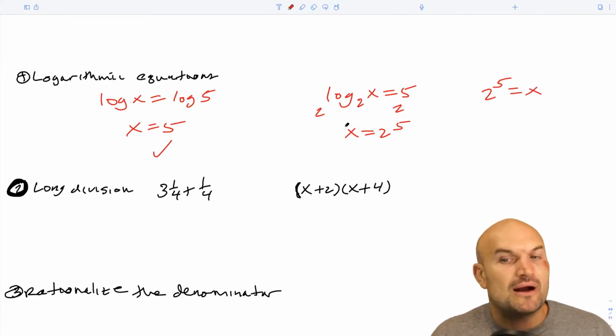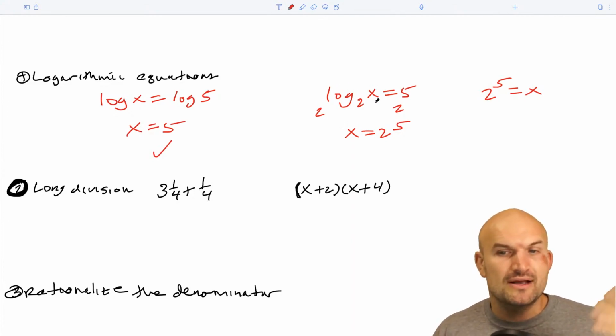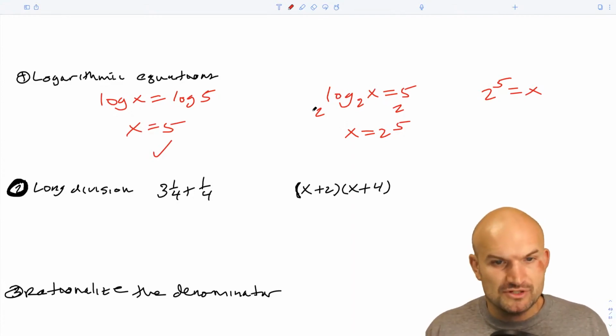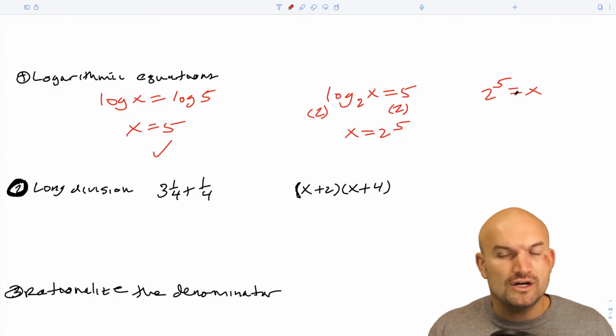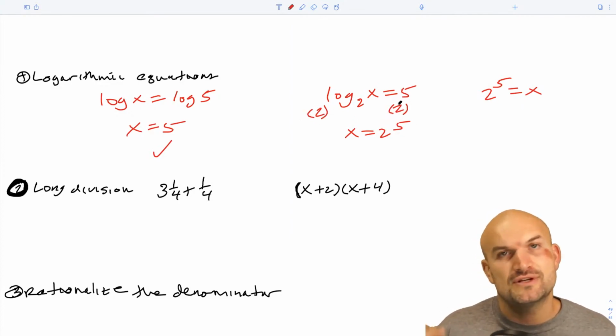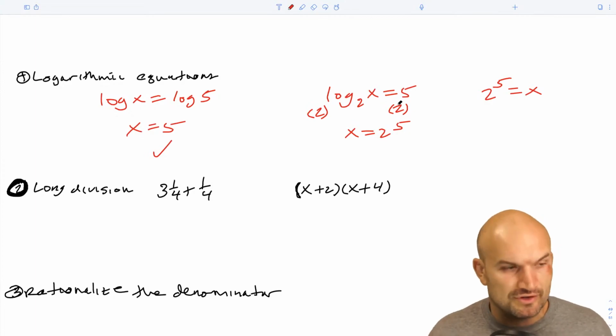So by using the properties of logs, your main idea here is to isolate the logarithm equal to a number, and then you can either use the properties of logs, which is the raising of a power, or convert it to exponential form to go ahead and solve. So there are two tips to look for in logarithmic equations.